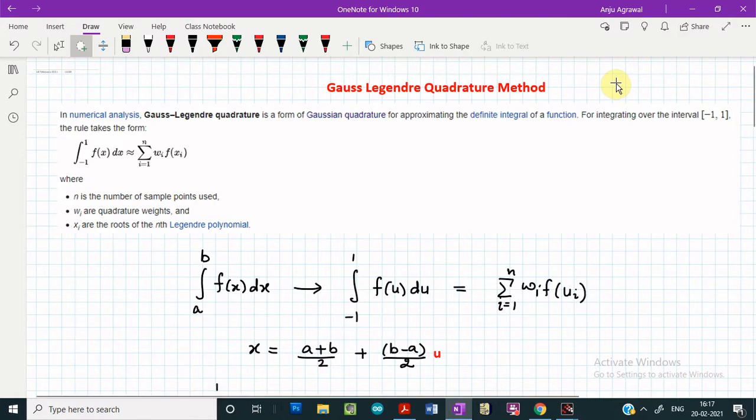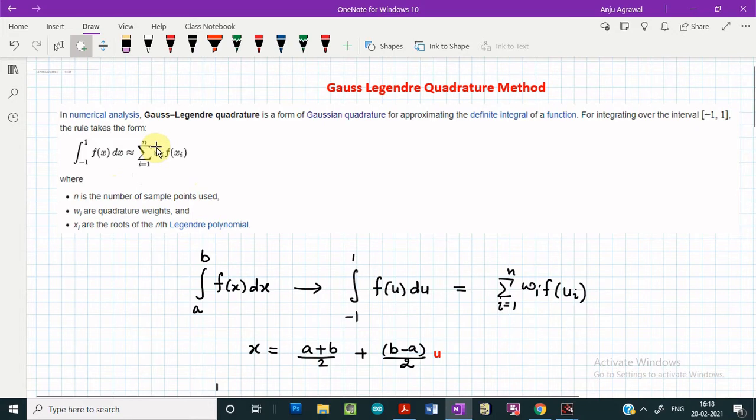In this video, we will learn how we can use the Gauss-Legendre quadrature method to solve definite integrals. This method is again a very powerful method in numerical analysis to approximate the values of definite integrals. Now, if we have to solve a definite integral which has the limits of integration from -1 to +1, this can be approximated by the summation.